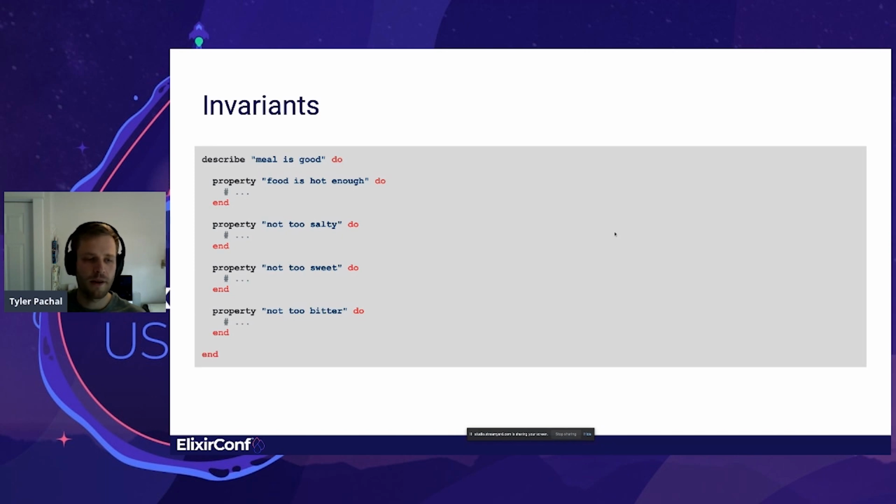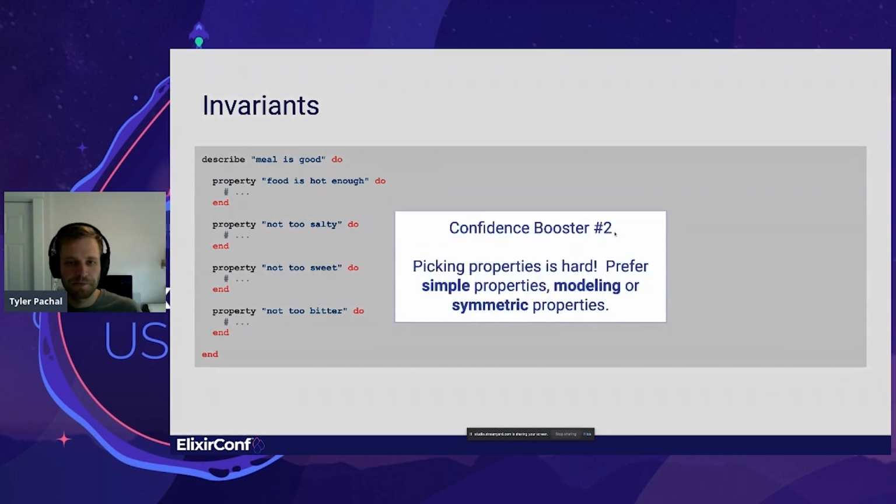And this example comes from that book that I referenced at the beginning, and it just says meal is good. And how would you write a property for that? Well, it's hard to write one property, but what we can do instead is write 4 properties that act as kind of like red flags. None of these properties on their own, if they were satisfied, would be good enough to say that the meal was good. But if any one of these is false, then we would know that the meal was not good. So if the food was not hot enough, or if the food was too salty or too sweet, then we could say, yeah, the meal wasn't good. So they all work together to give you confidence in your system.